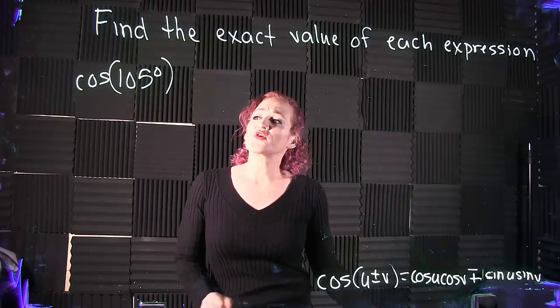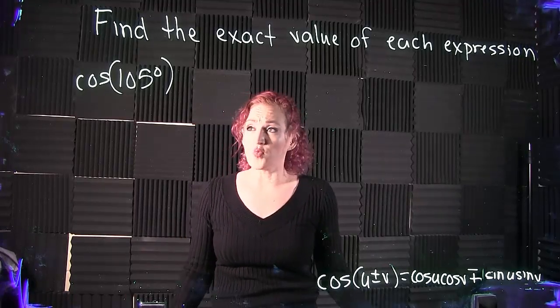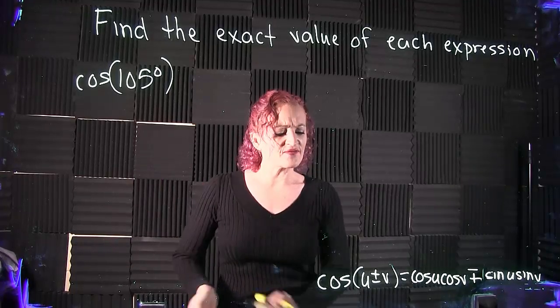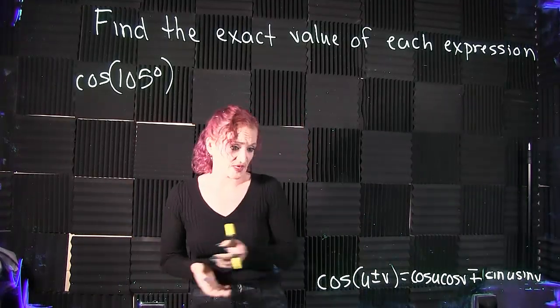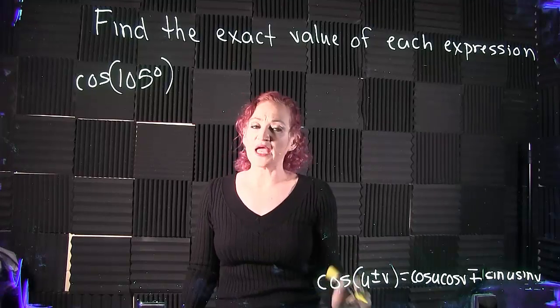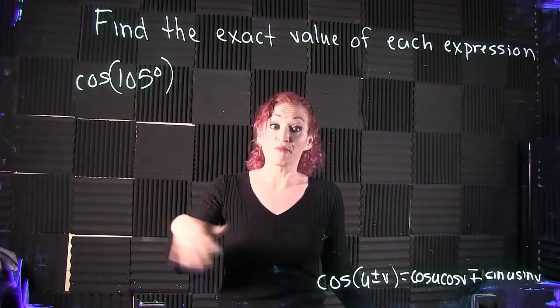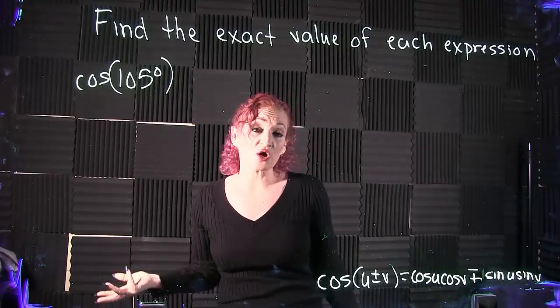For our third example, we are given cosine of 105. Now, we have to use the sum and difference formulas here, which means we need a u and a v. Cosine of something plus something, cosine of something minus something. And we're just given cosine of 105 here.